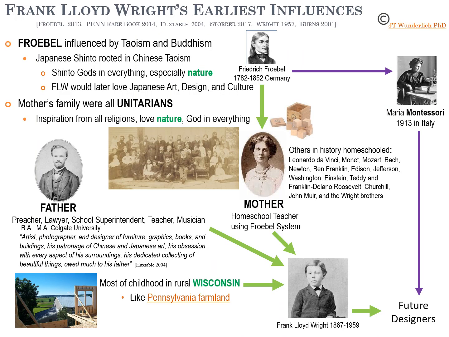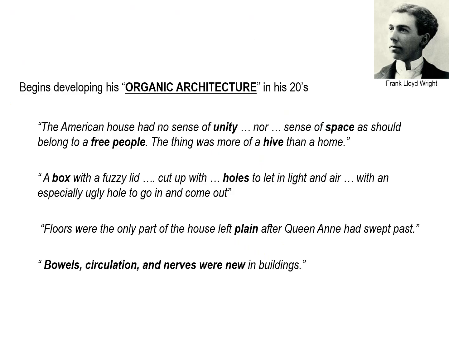So beginning with his early childhood up until about age 19, he's influenced by his mother and father, early on with his mother through the Froebel blocks, and then mostly time in Wisconsin. So again to his organic architecture.